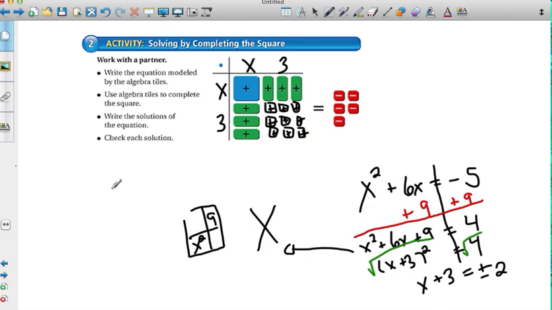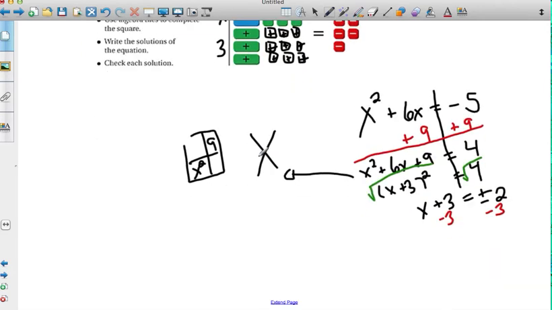And give myself a little bit of room. Last step, I'm going to subtract 3 from both sides, and my official answer ends up being x is equal to either 2 minus 3 or x is equal to negative 2 minus 3, which gives me a negative 1 or a negative 5.